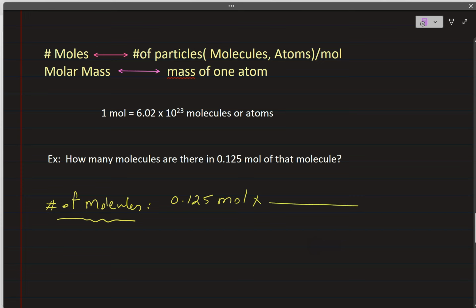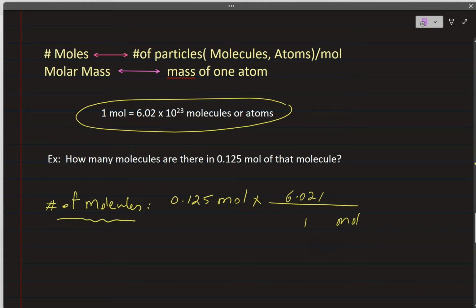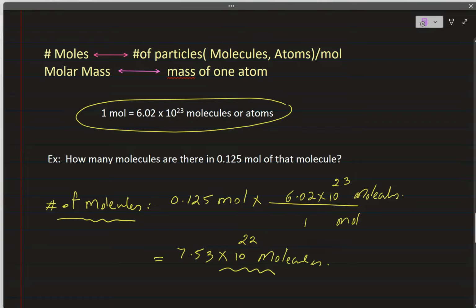Now here's the thing that you have to change again. So unit conversion, we want to have a mole in the bottom, and I'm going to use this Avogadro number on top. So this is the number of atoms or particles, right? That's what we want. Or in this case, it will be molecules. So 1 mole has 6.02 times 10 to the power of 23 molecules, okay? And now simply you multiply them and you get 7.53 times 10 to the power of 22 molecules. Okay, that is your answer.